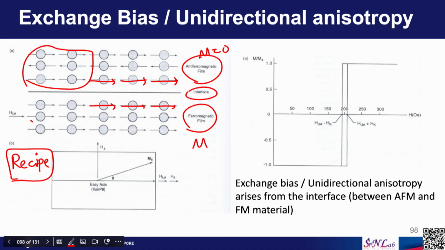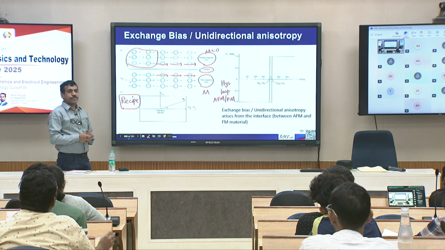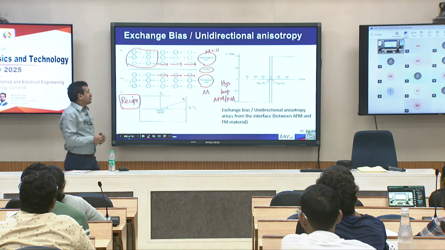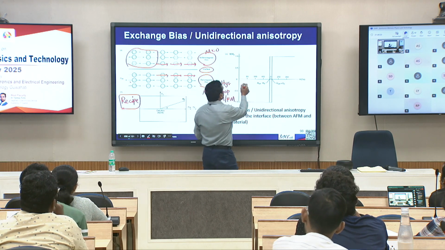So you will get a hysteresis loop which looks like this. This is the hysteresis loop of the antiferromagnetic-ferromagnetic interface. So far I have drawn many hysteresis loops, right, and here you see another hysteresis loop. Do you see any difference? Yes. You see that the hysteresis loop is shifted.